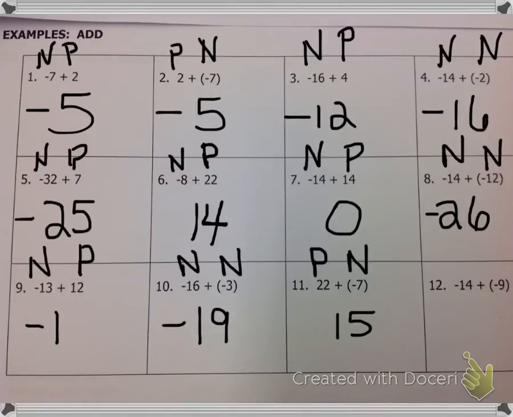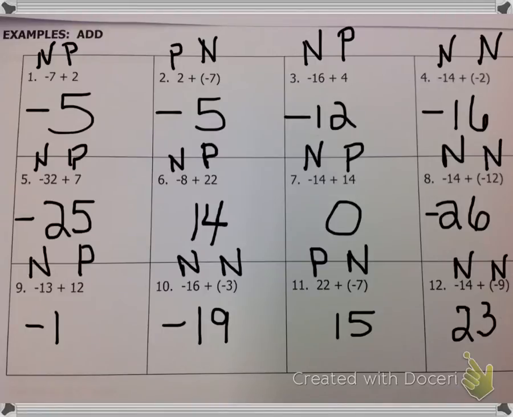Number 12, I have negative 14 plus negative 9. Okay, so negative 14, that's a negative. Negative 9 is a negative. Do I have same signs or different? Well, I have two negatives, so that would be same signs, add. 14 plus 9 is 23.